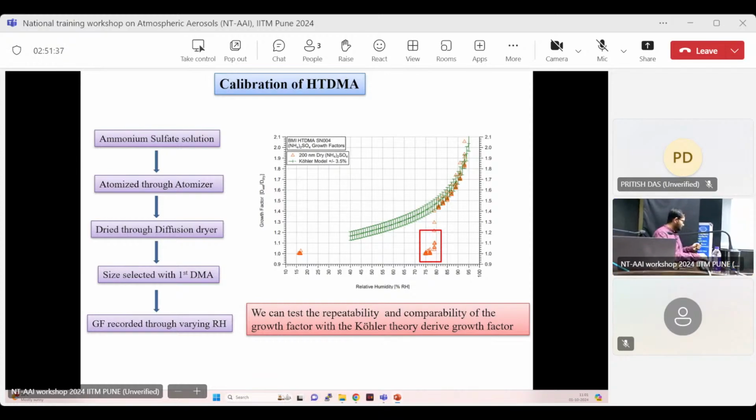And there are other ways to calibrate the HTDMA, because it's a combination of different instruments. HTDMA is not a single instrument; it's a combination of two DMAs, like two SMPS, and one humidifier. So these DMAs can be individually calibrated as per the calibration standards.